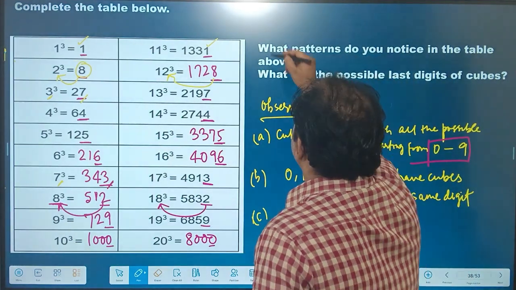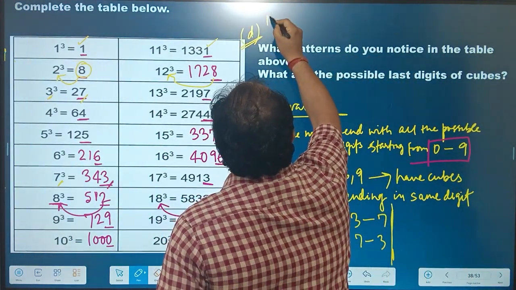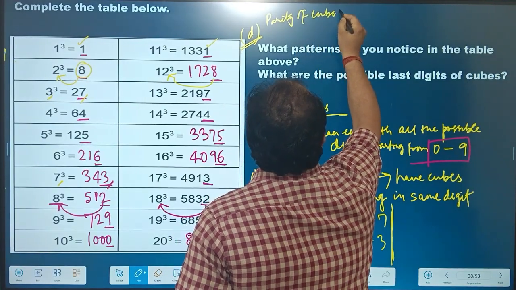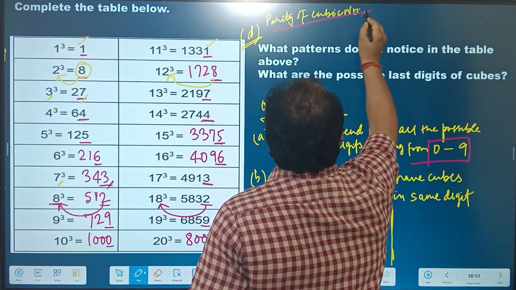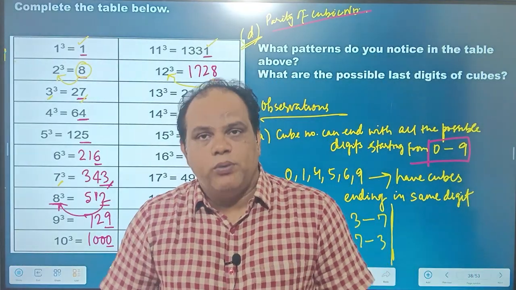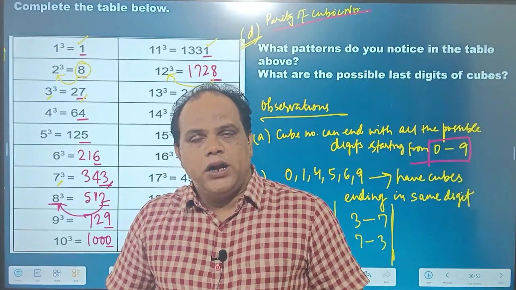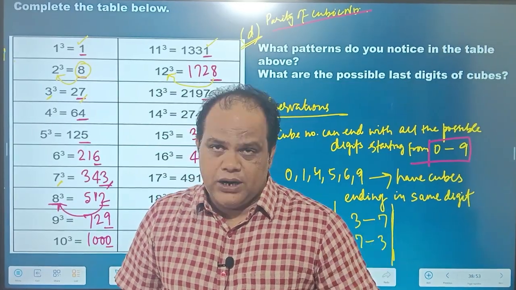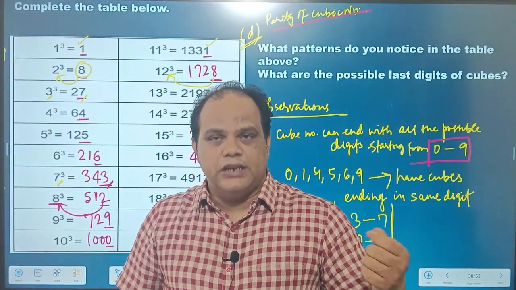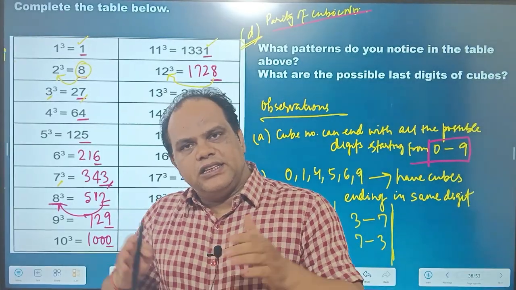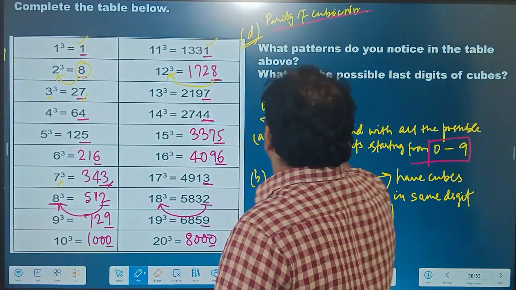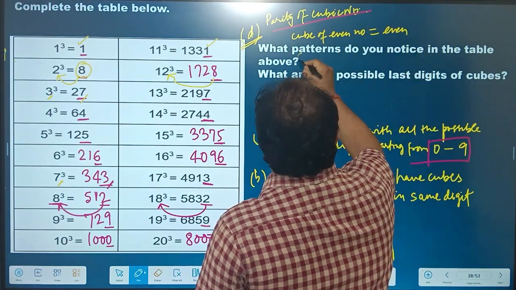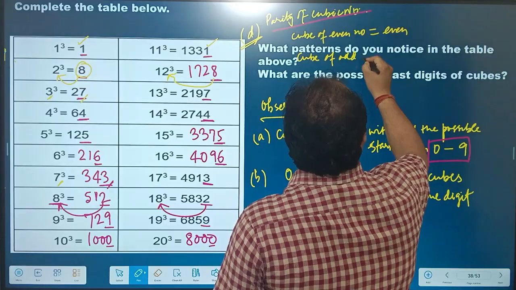Now the last thing I would say: remember we talked about the parity of square numbers. So we will talk about the parity of cubic numbers. Parity means the cube of an even number will be even and the cube of an odd number will be odd. In squares we studied the square of an odd number is odd and the square of an even number is even. The same thing, this is the similarity between squares and cubes. The cube of an even number will be even, and the cube of an odd number will be odd.